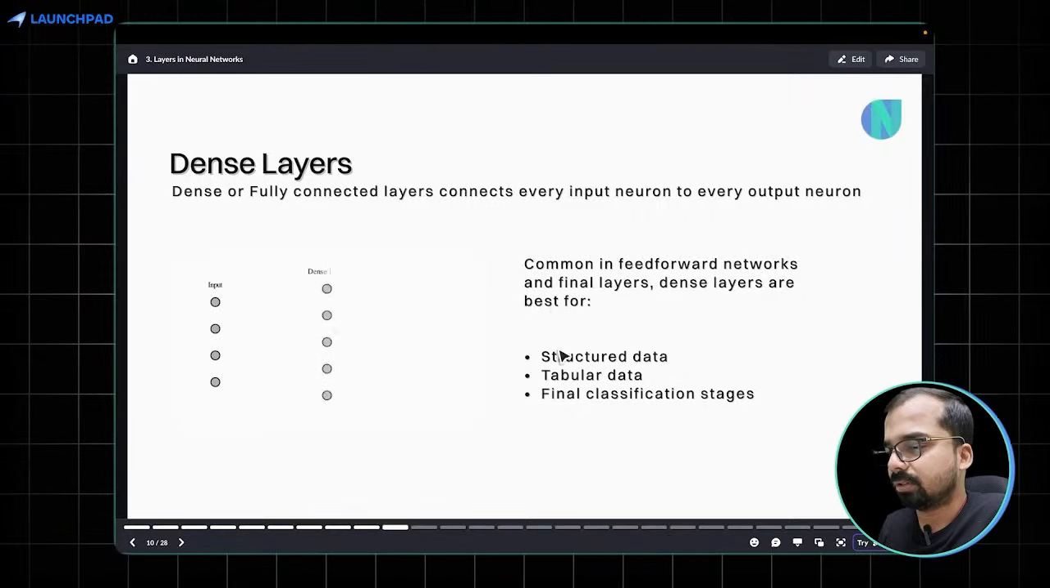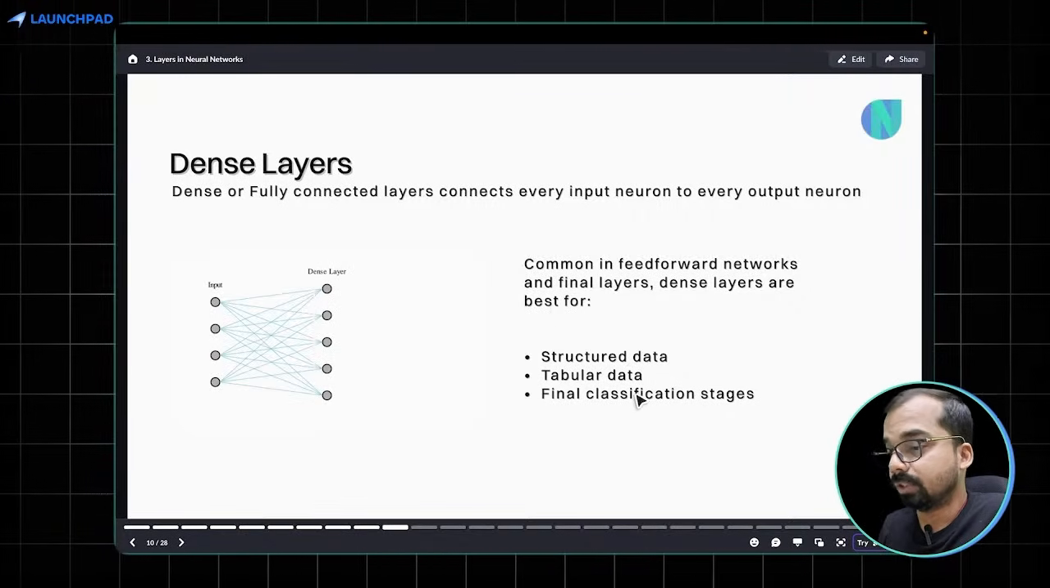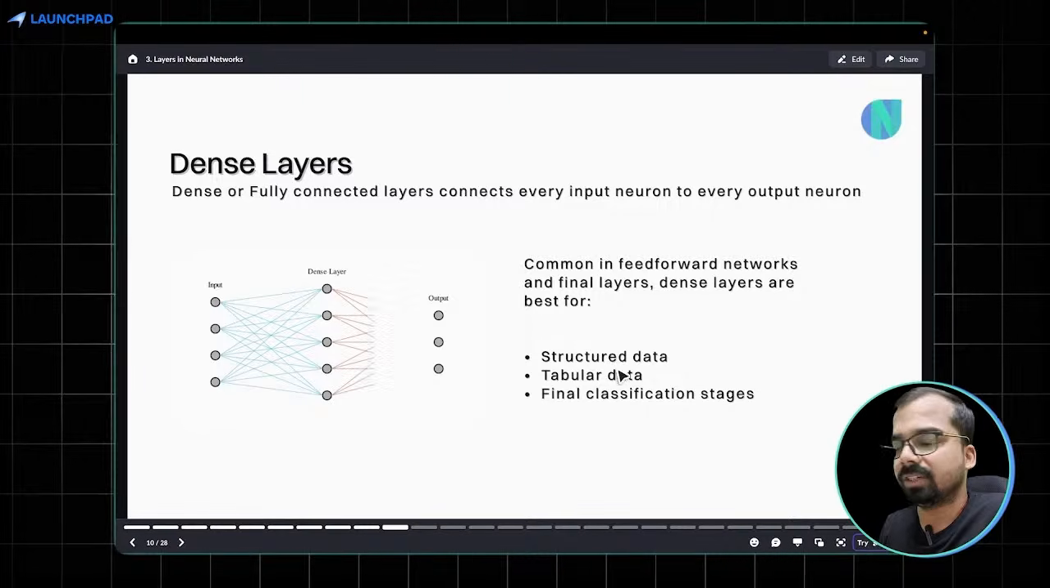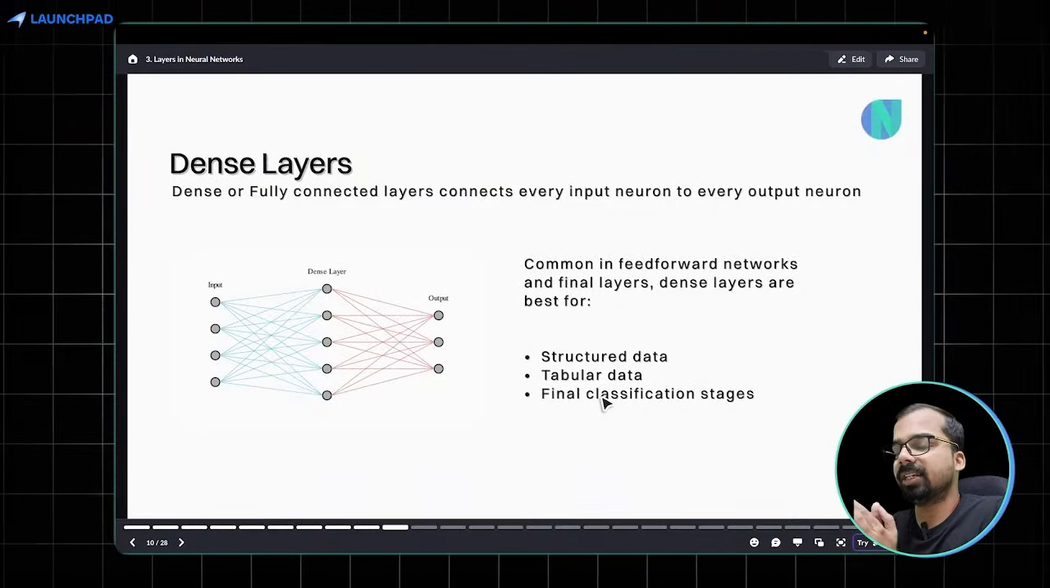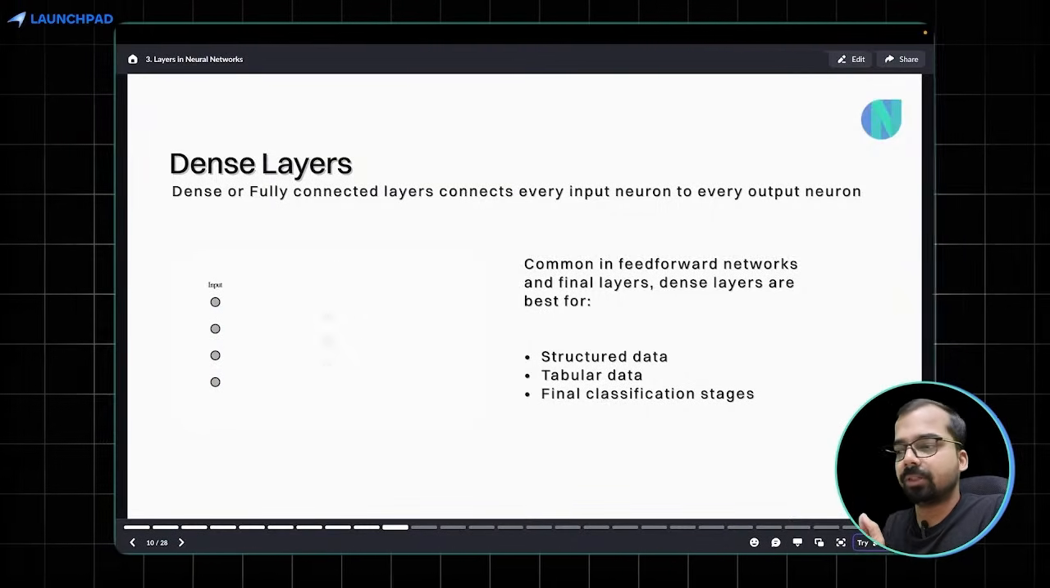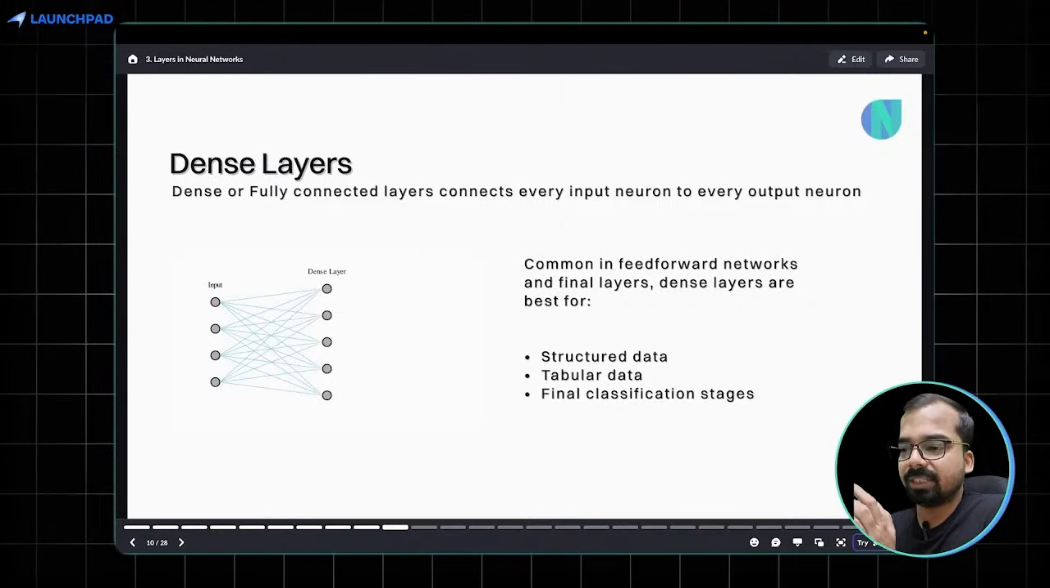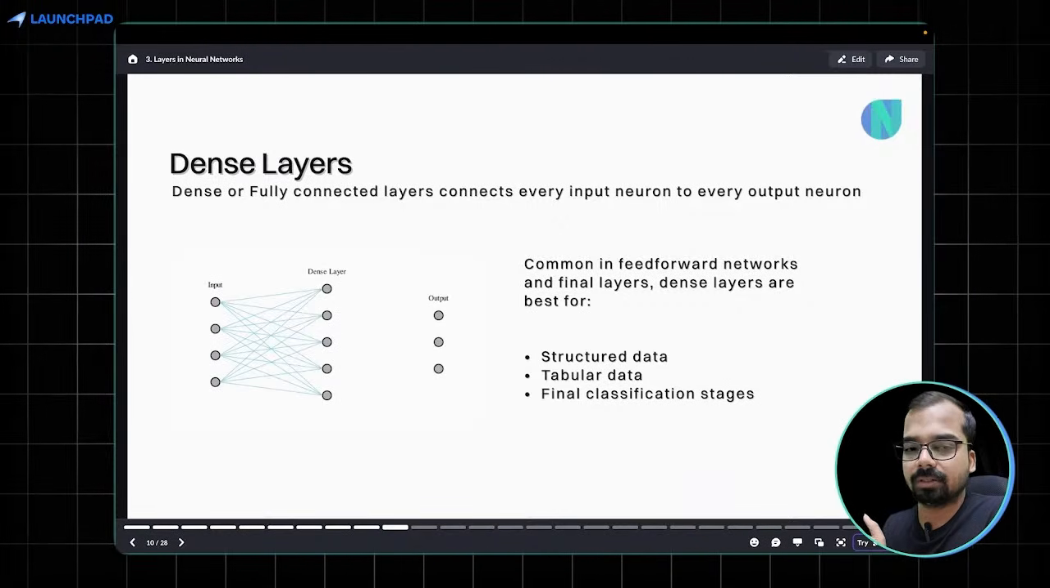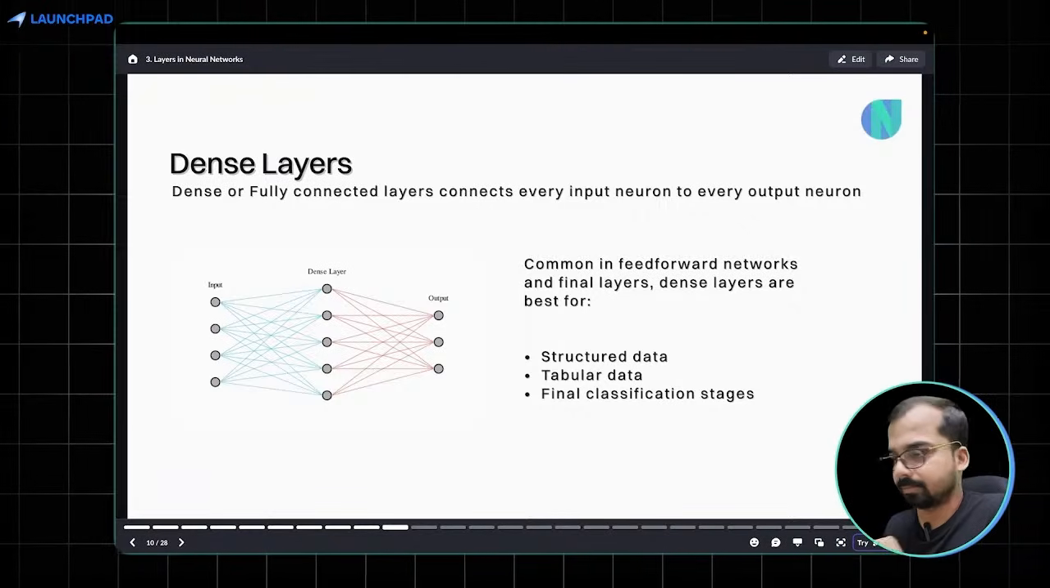Dense layers are best for structured data. They are good for tabular data and final classification stages. So it's generally quite common to use them in final layers, basically the second last or last layer of the neural network.